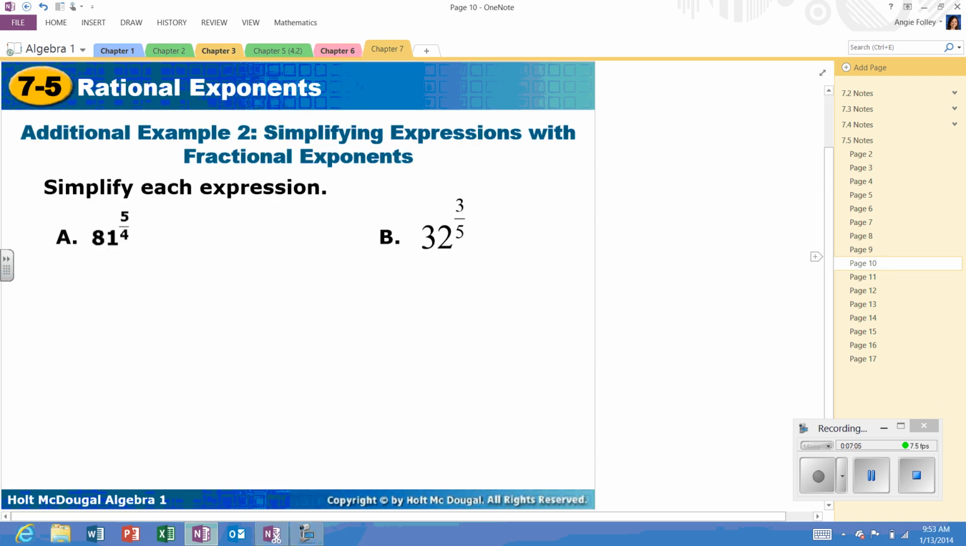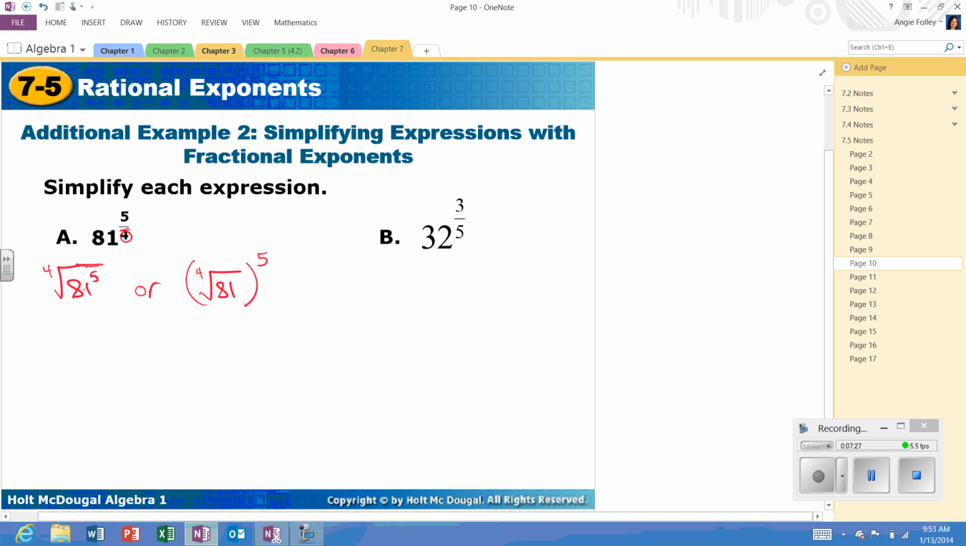So we're going to simplify this expression, okay? So here's the 2 ways we can write it. We can either write it as the 4th root of 81 all to the 5th power. So remember, this is always our index. Or I can write it as the 4th root of 81 to the 5th power, with the 81 raised to the 5th underneath. So those are the same thing.